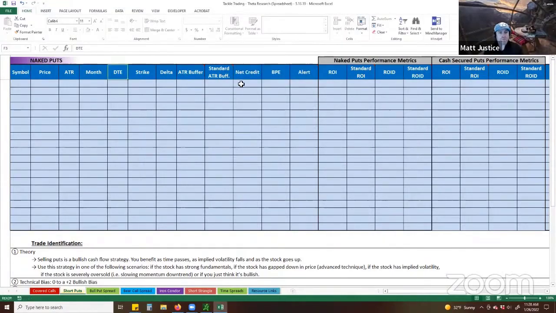The net credit is just whatever credit you are receiving from the contract sold. Buying power effect is the amount of margin you have to put up to receive that credit. The alert will be automatically placed in there. Now, what the alert is, ladies and gentlemen, is this: the danger zone on most credit systems is when you get underneath the strike sold or above the strike sold. For example, on a naked put, the danger zone is if you sell an 18 put option and all of a sudden it's at 17.